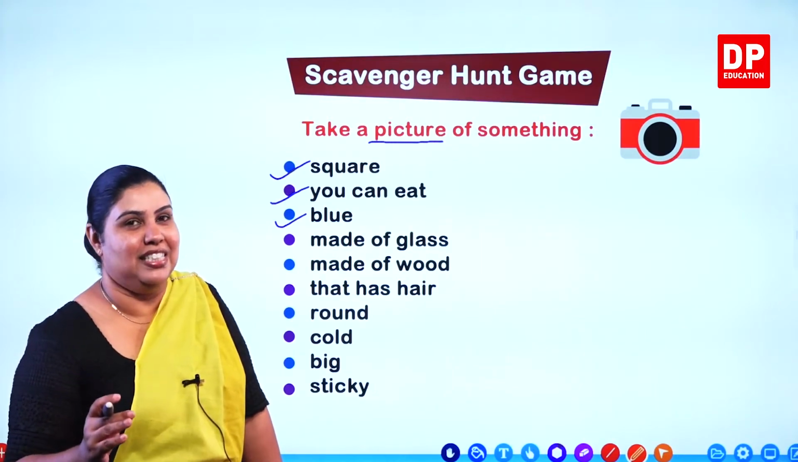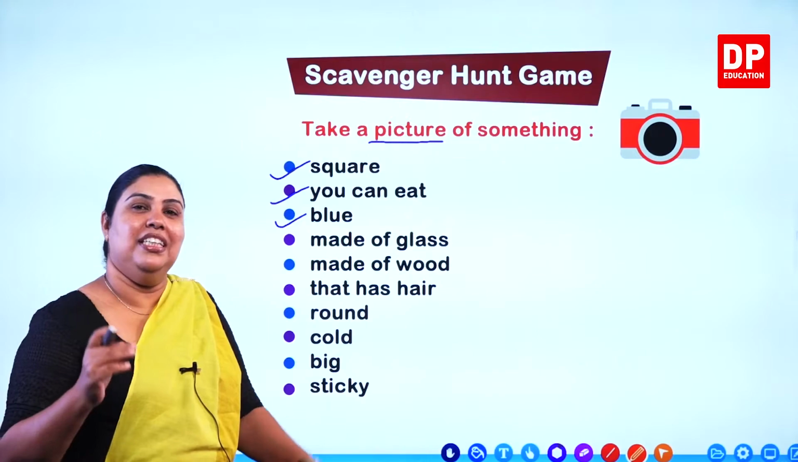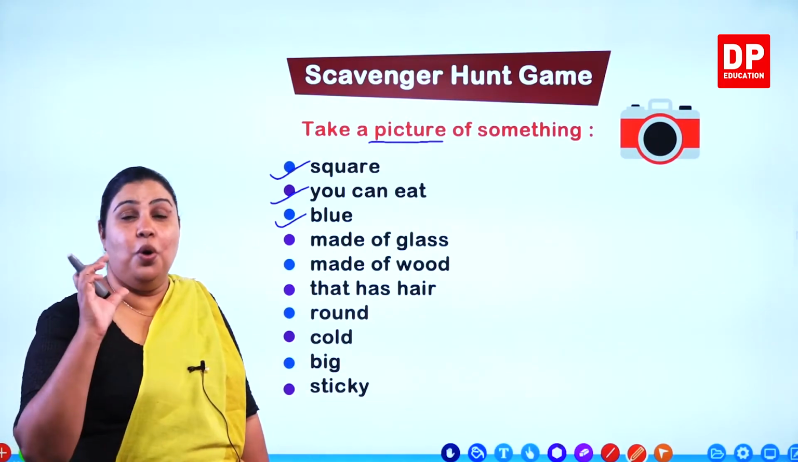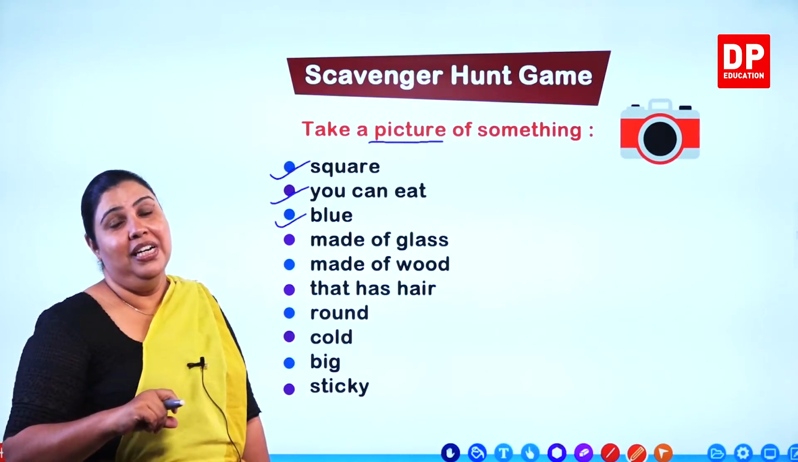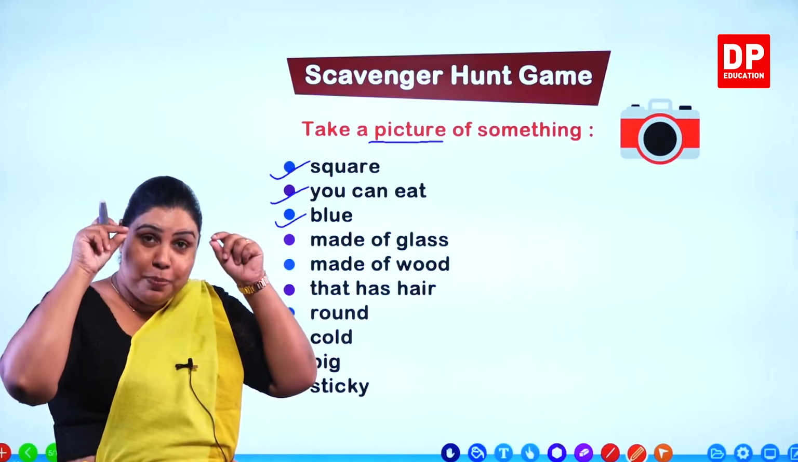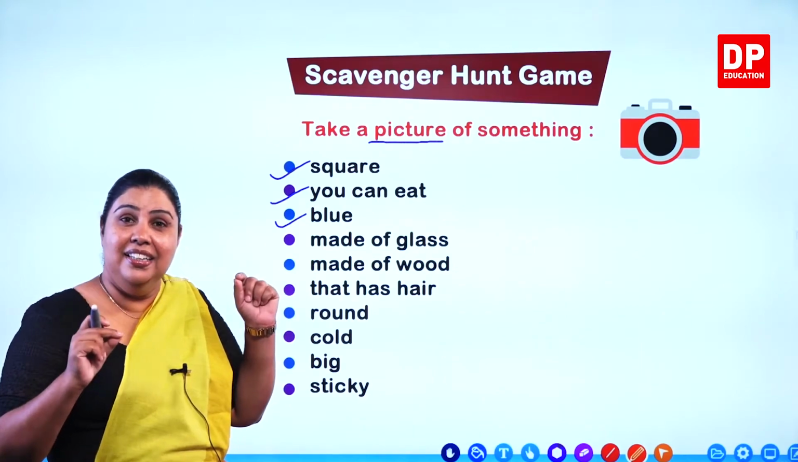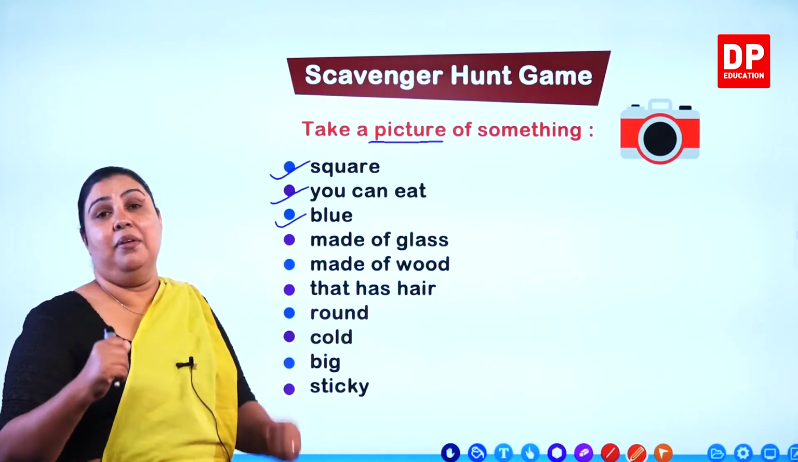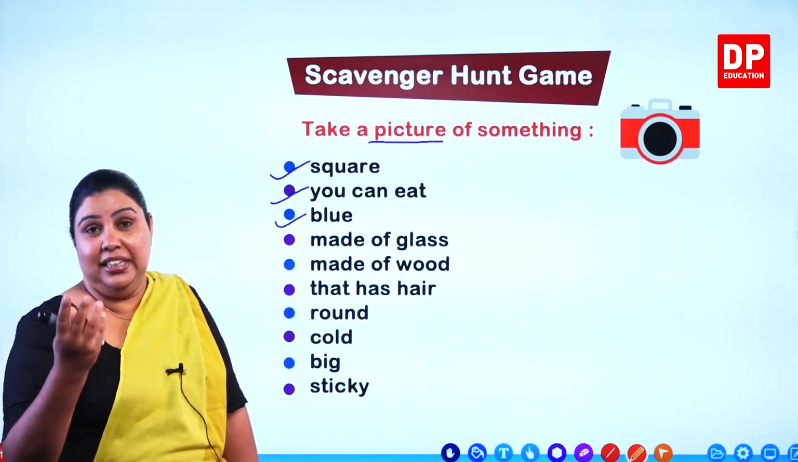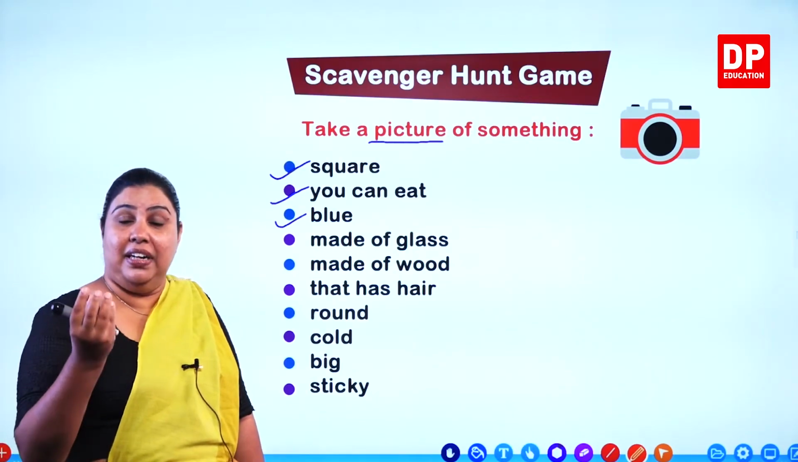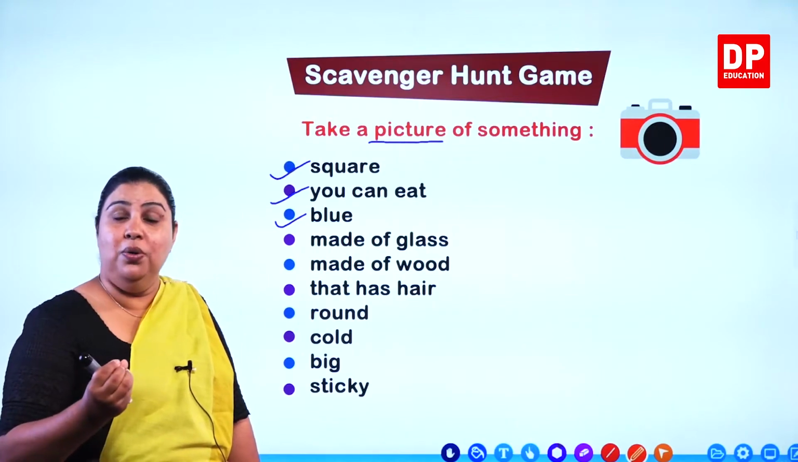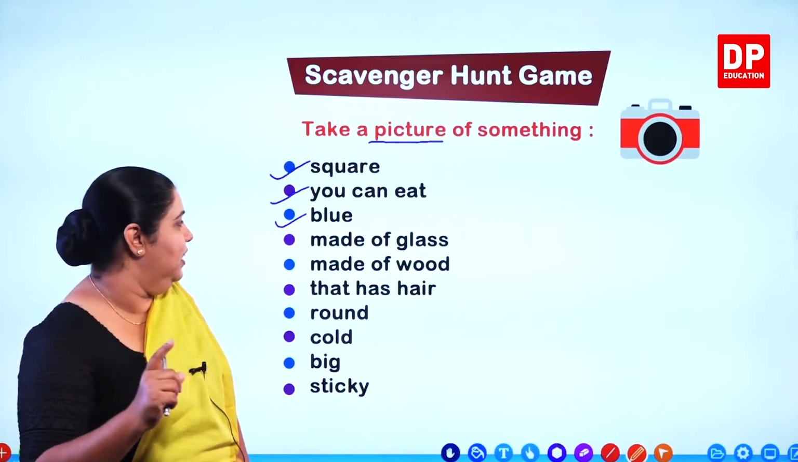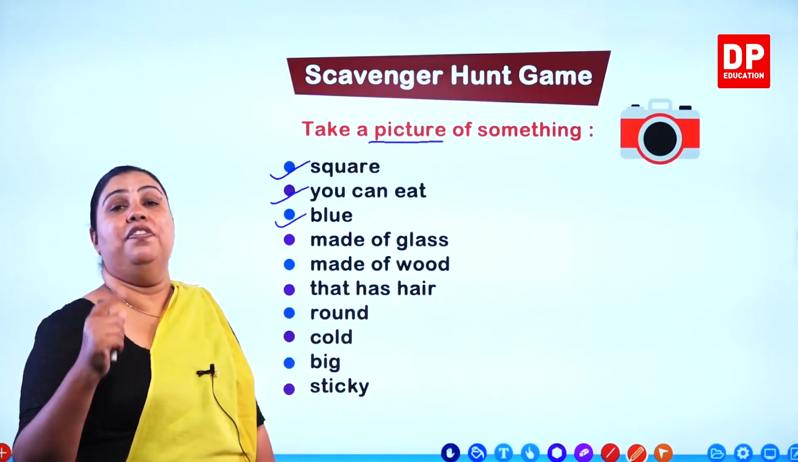Something made of glass. What are the things that are made of glass? Your drinking glass, the water drinking glass that you have, then spectacles. Then there are ornaments that are made with glass. So you can take a picture of anything that is made of glass.